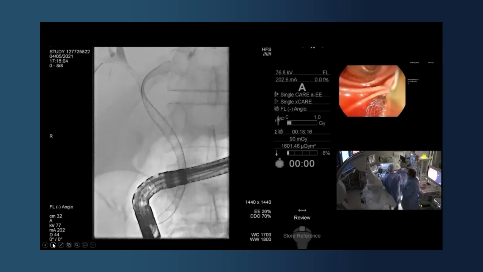So really good example here of how left-sided stents can be tricky. Now normally the right-sided stents are more straightforward. That's why we always put the left in first. If in this case we had put the right in first, there would have been absolutely no chance of getting that in the left.